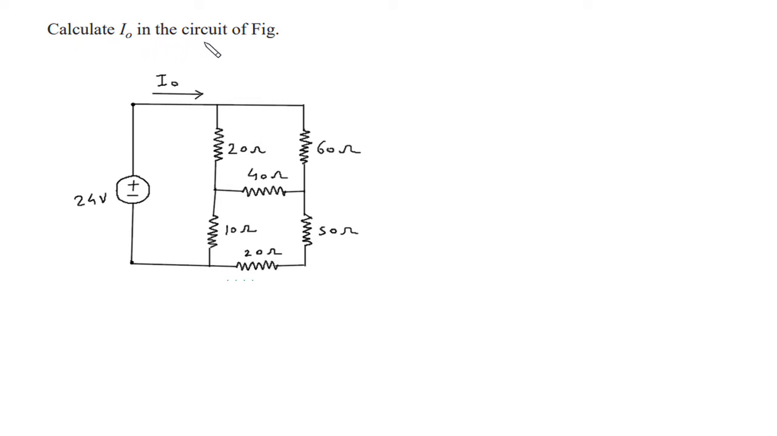Calculate IO in the circuit of figure. We have to find this IO in this circuit. Solution. First of all, we will redraw the circuit.